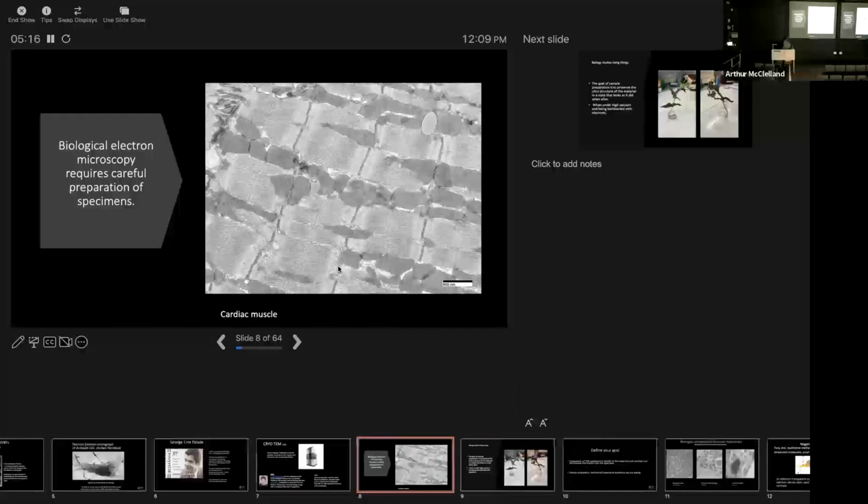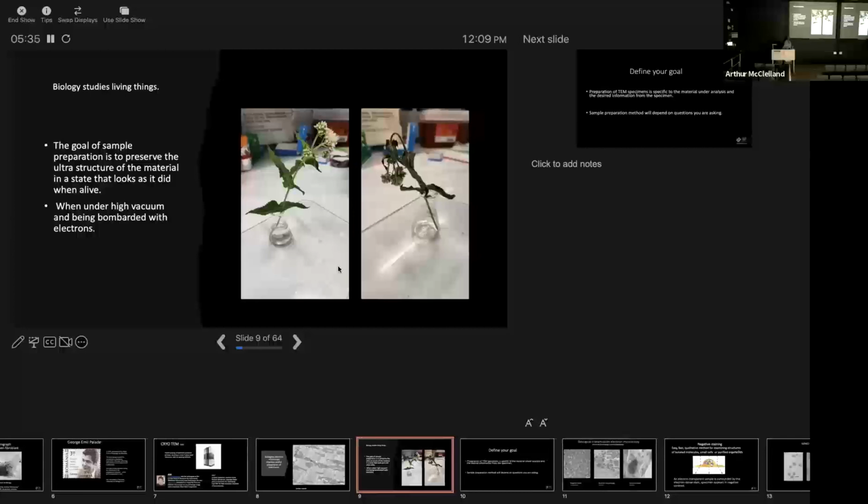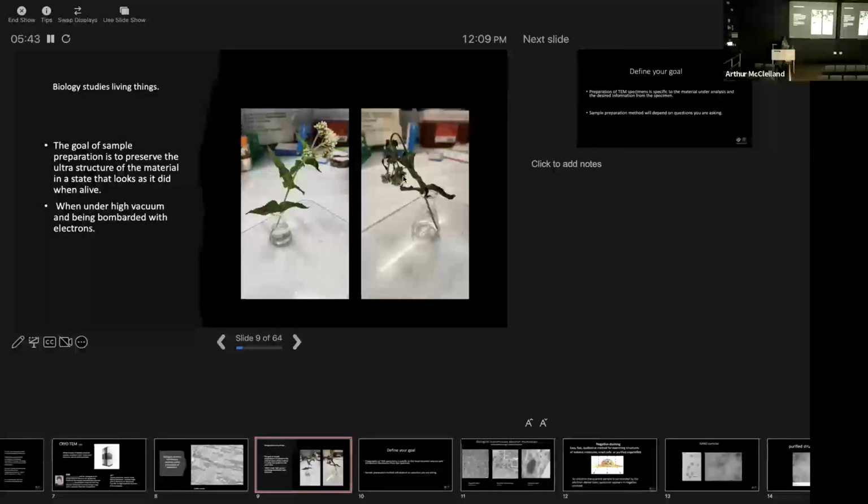But what we can learn from all these Nobel Prizes being given out for sample preparation methodologies is that there must be something special and important about biological EM that requires special preparations of your specimens. And there is, because in biology, we're studying living things. We want to look at things that look like this, not like this.